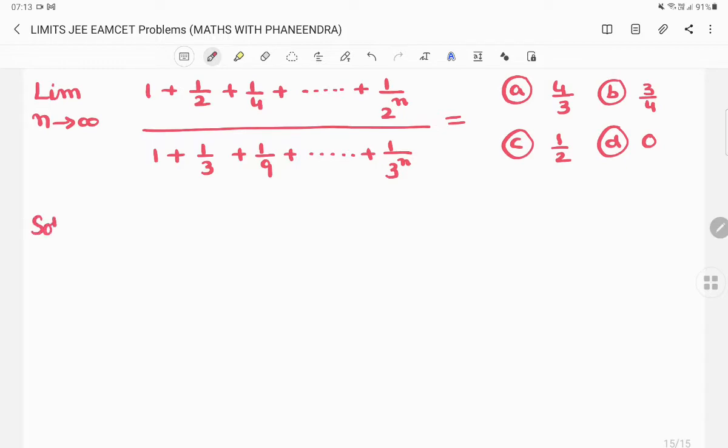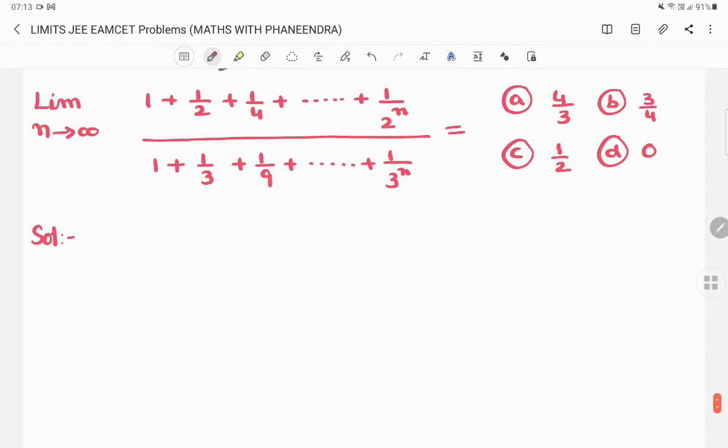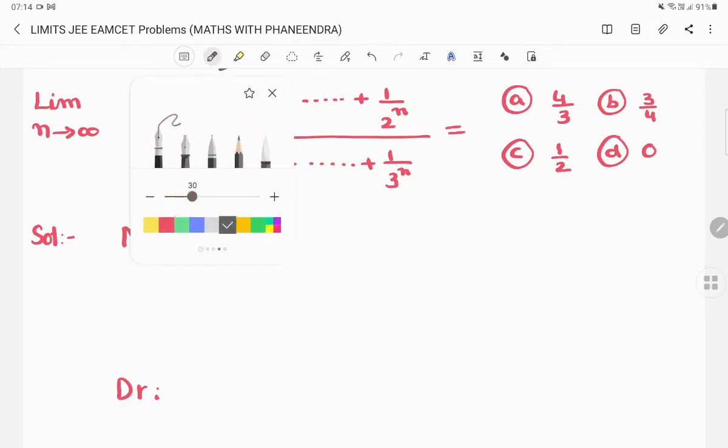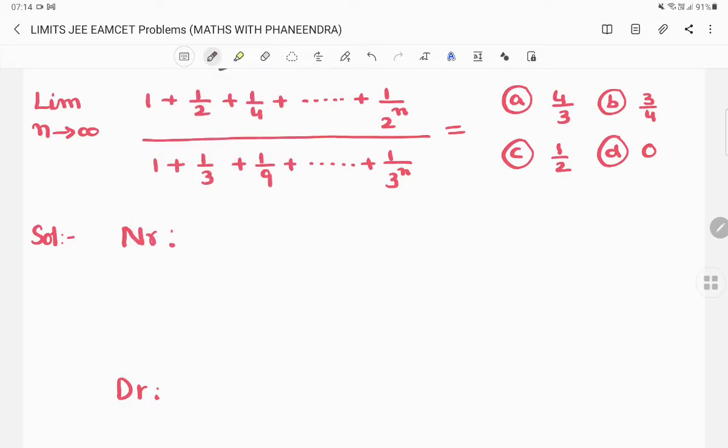So how to evaluate these types of problems? In this problem, the concept involved is the sum to n terms of a GP. See how it will be. First, you have to consider the numerator. In the numerator, what are the terms we have? 1 plus 1 by 2, 1 by 4 can be written as 1 by 2 whole square, plus and so on, 1 by 2 whole power n.